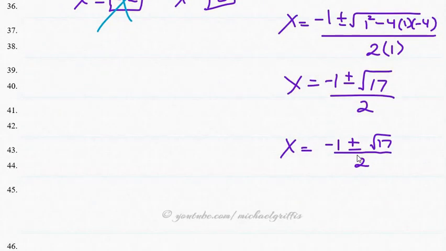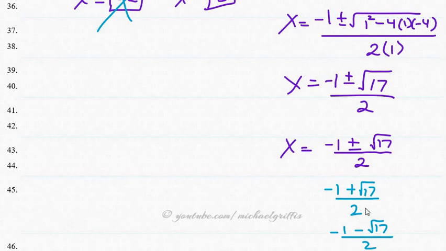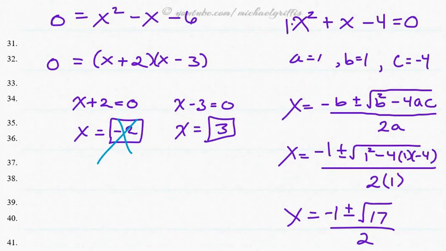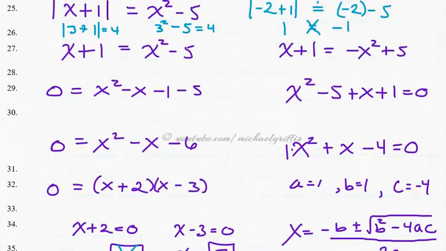Now, I'm going to let you decide. I'm going to give you a hint here. There's only one. You have two numbers here. You have negative 1 plus the square root of 17 over 2, and then you have negative 1 minus the square root of 17 over 2. And I'm going to tell you that one of these is not the solution. So you need to check that out. You need to test that out.